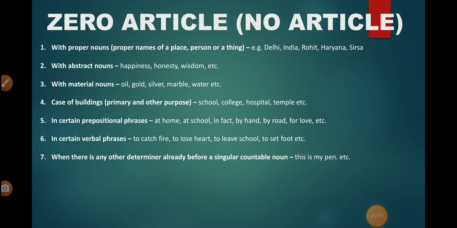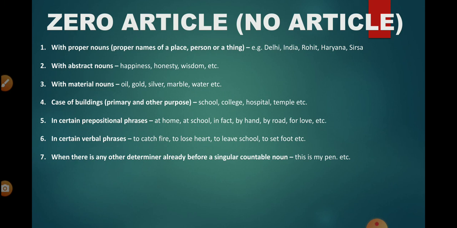Next is certain prepositional phrases. Some certain prepositional phrases are such as at home, at school, in fact, by hand, by road, for love, etc. These prepositional phrases are always used like this, and no article is used in between them. In certain verbal phrases also, to catch fire, to lose heart, to leave school, to set foot, etc. So these are certain verbal phrases. Likewise the prepositional phrases, they too do not carry any article with them.